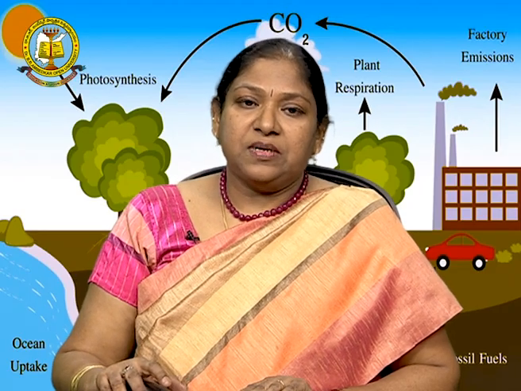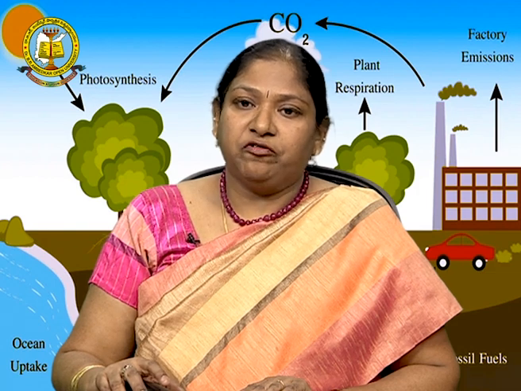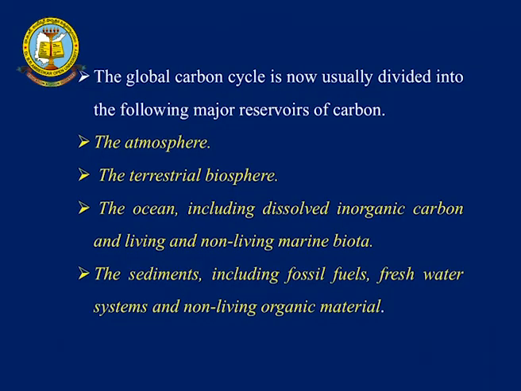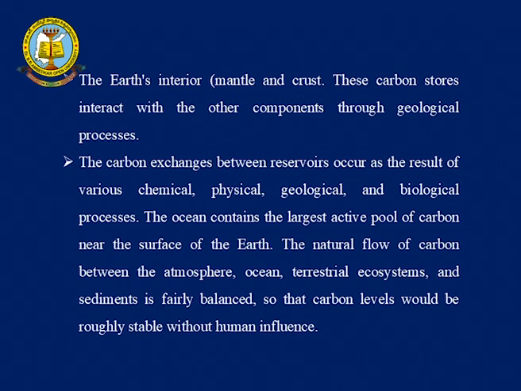Now, the global carbon cycle is usually divided into the following major reservoirs of carbon. One is the atmosphere, the terrestrial biosphere, the ocean including dissolved inorganic carbon and living and non-living marine biota, the sediments including fossil fuels, freshwater systems and non-living organic material, and the Earth's interior, that is mantle and crust. These carbon stores interact with the other components through geological processes.